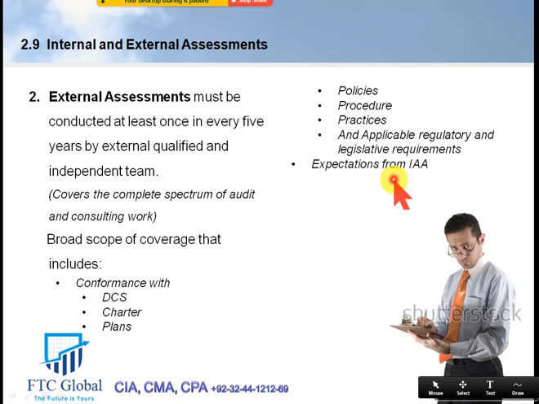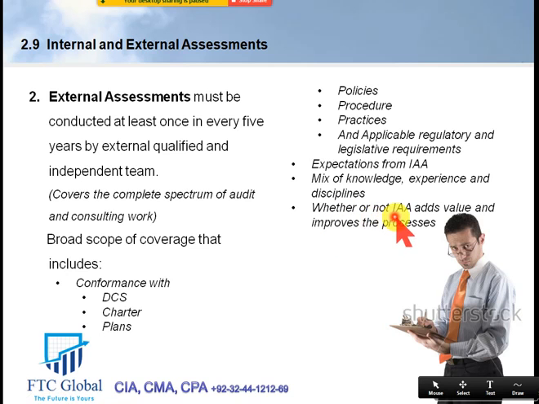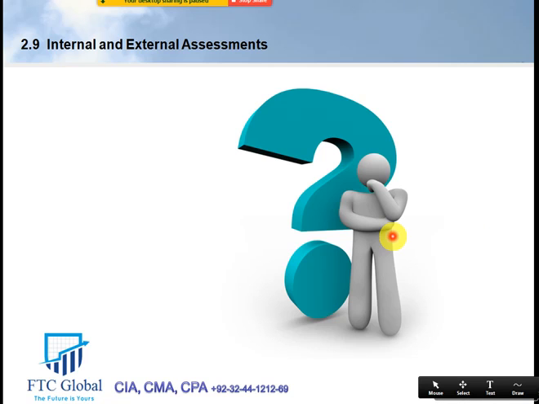So what are the expectations from the internal audit activity by the management? And what type of skill, knowledge, experience is available within the internal audit department? These are all assessed by an external evaluator. Mix of knowledge within the internal audit department, the mix of experience and discipline, so that overall the spectrum of knowledge and experience available should be sufficient to meet the needs of the company. And then finally, whether or not the internal audit department adds value and improves the processes. Has the internal audit department been able to improve the processes of the company? Was it able to improve the activities, and did it actually add value to the processes? So that ends your unit 2 completely.